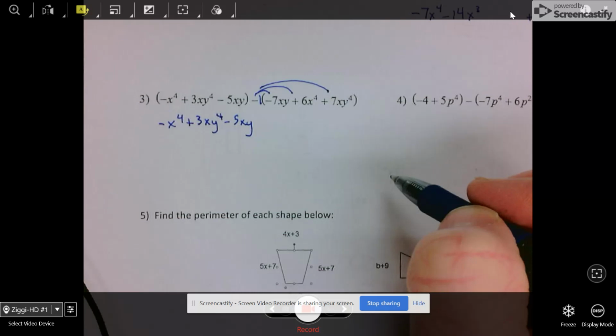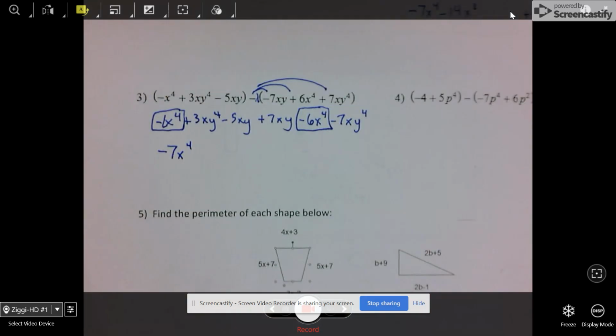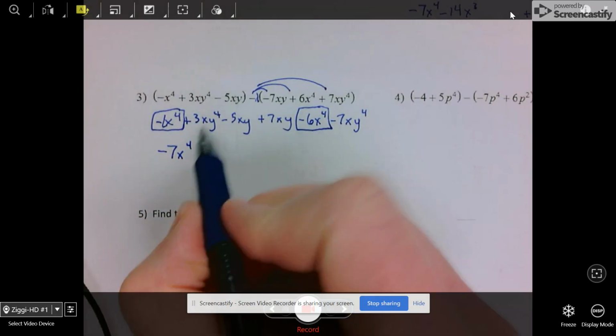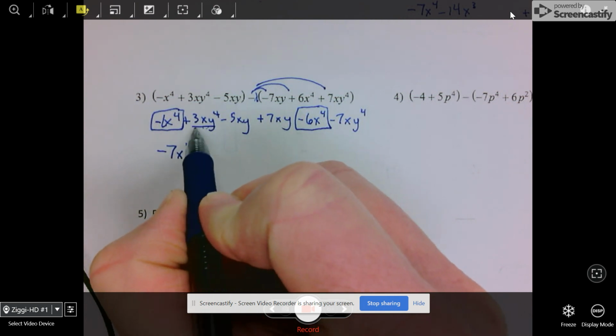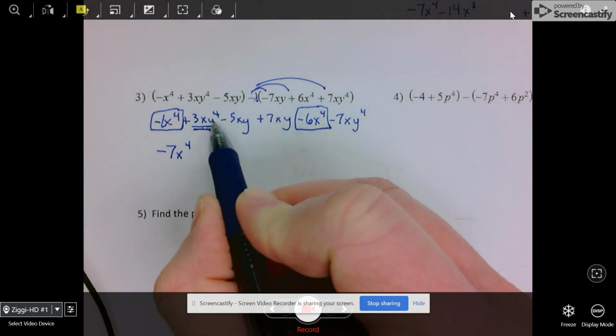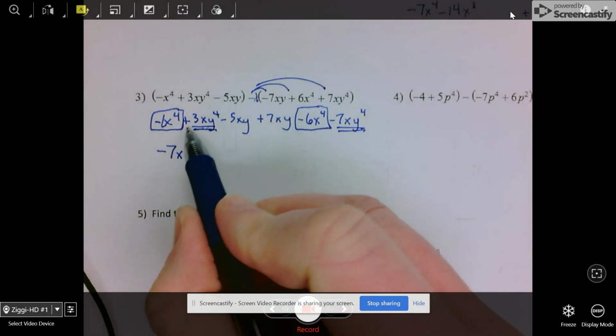3xy to the 4th. So I'm going to underline that one and look for any other xy to the 4th. So there's an xy to the 4th. 3 plus -7 is -4xy to the 4th. And then I have -5xy and 7xy. -5 plus 7 is 2. If you're just careful in how you mark your paper, these will be the easiest problems you ever did.